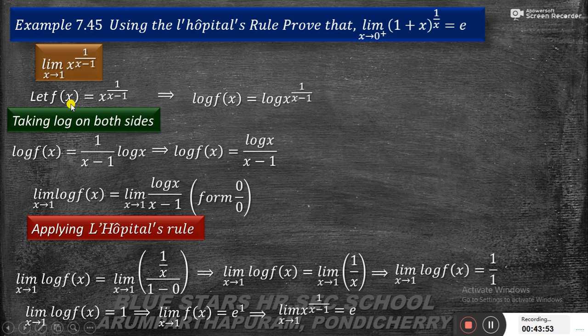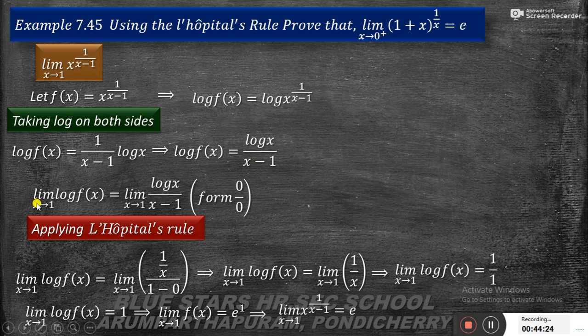So I take this function as f of x, let f of x equal to x power 1 by x minus 1. On both sides I take the log, so log f of x equal to log of x power 1 by x minus 1. In the log, the power term we multiply, so we write 1 by x minus 1 in the multiplication. So log f of x equal to 1 by x minus 1 into log x. From this I write log of f of x equal to log x by x minus 1.